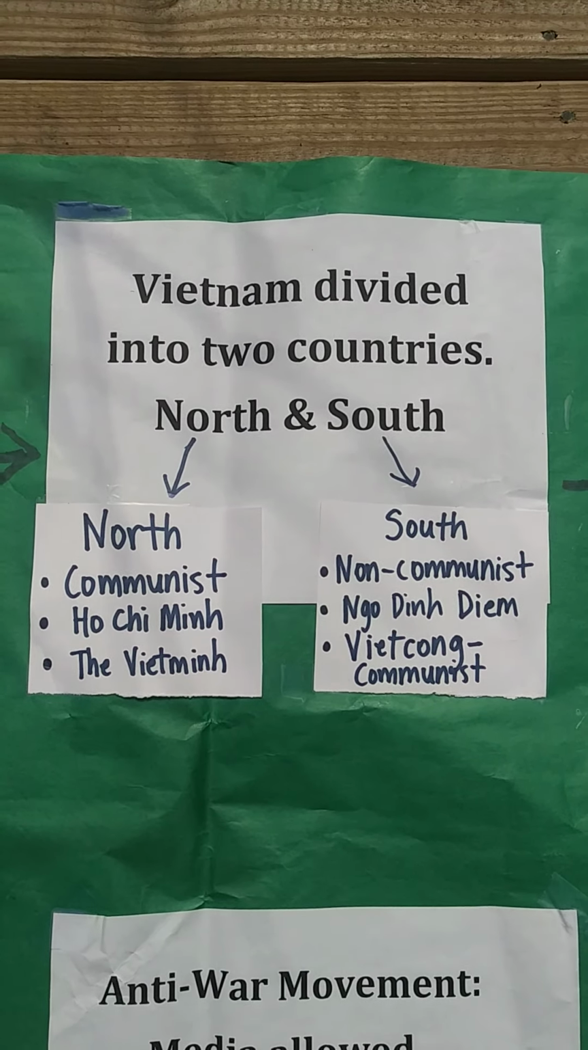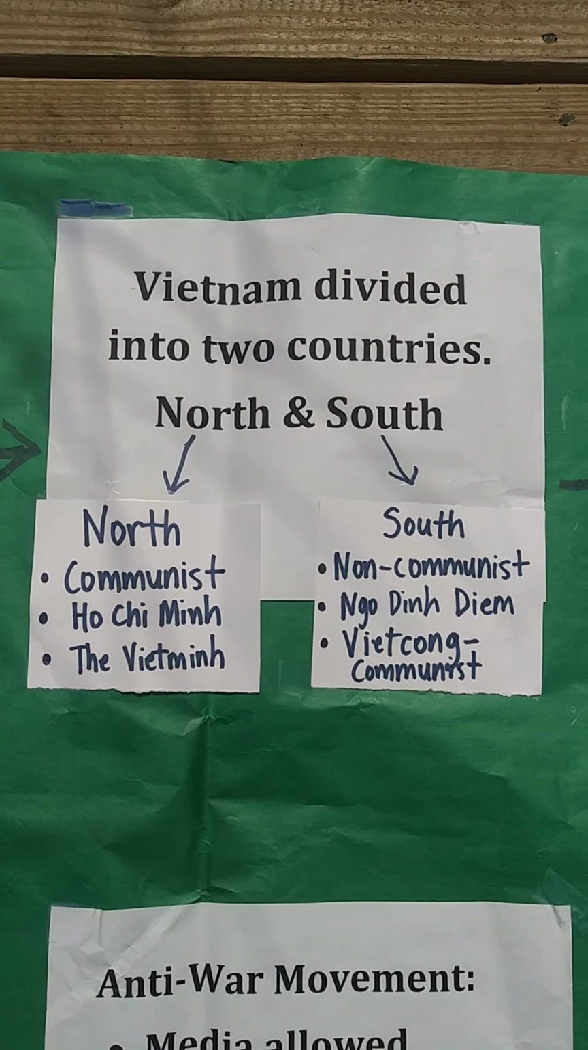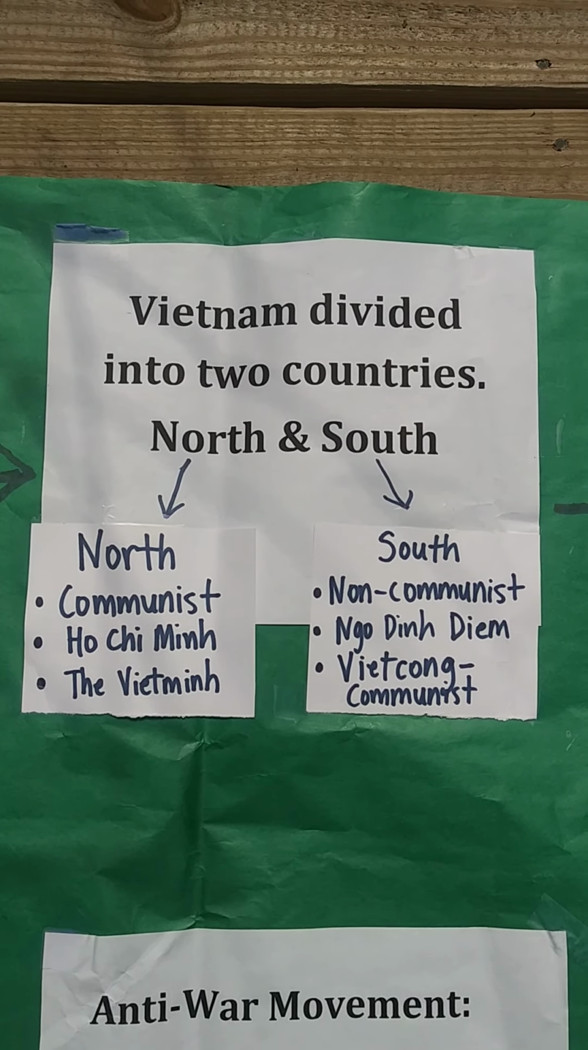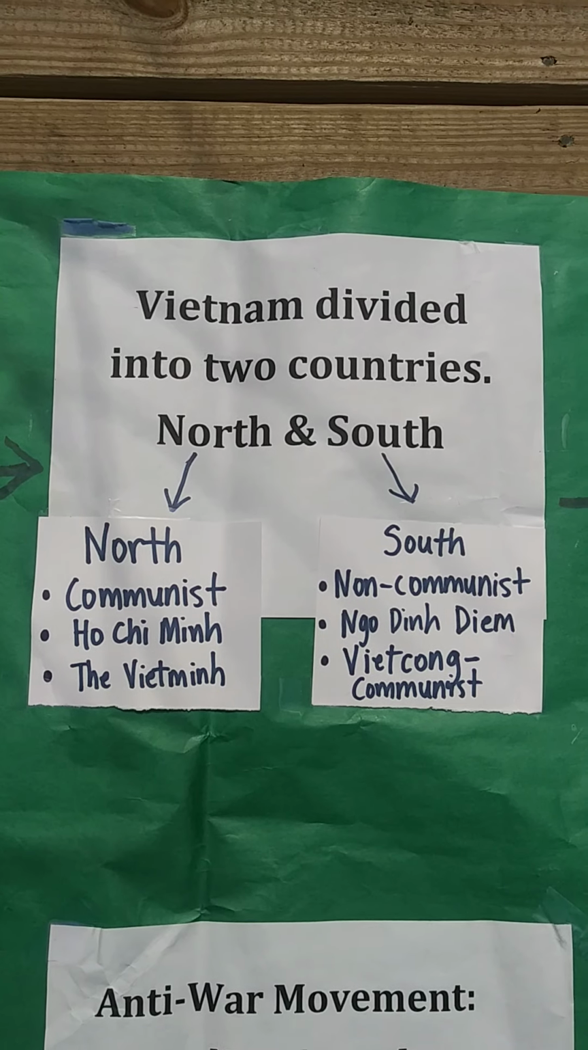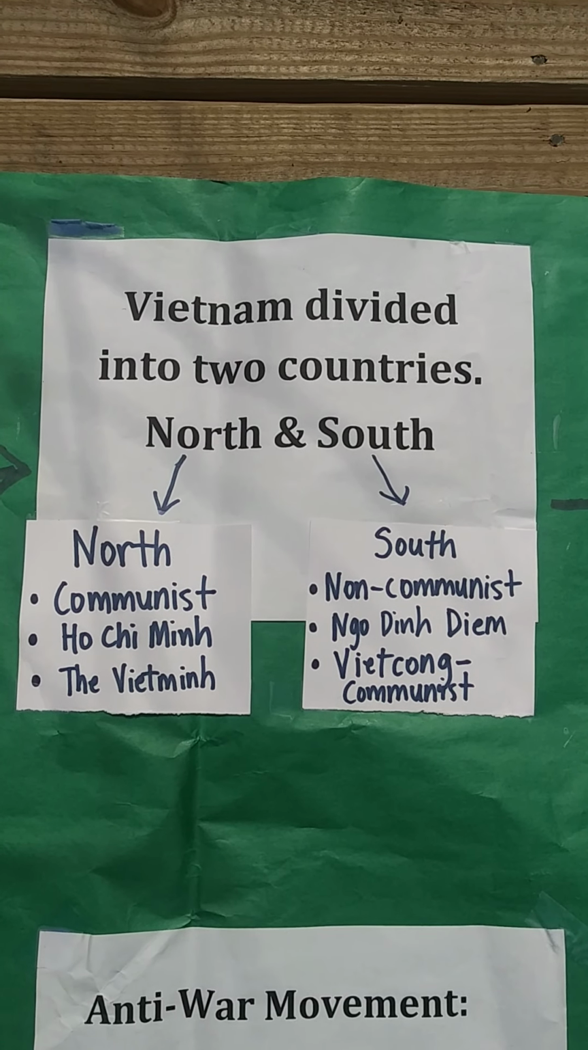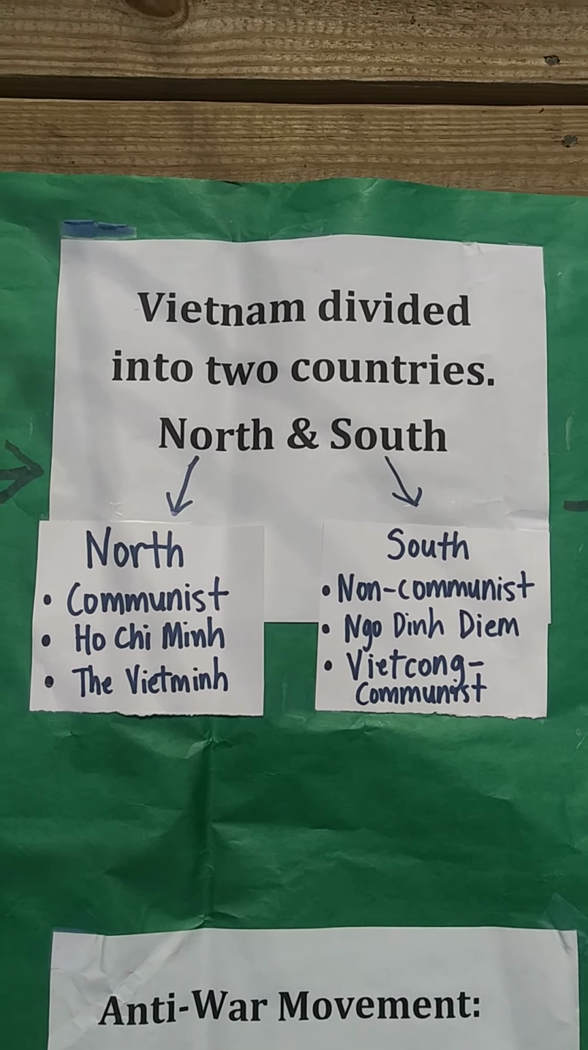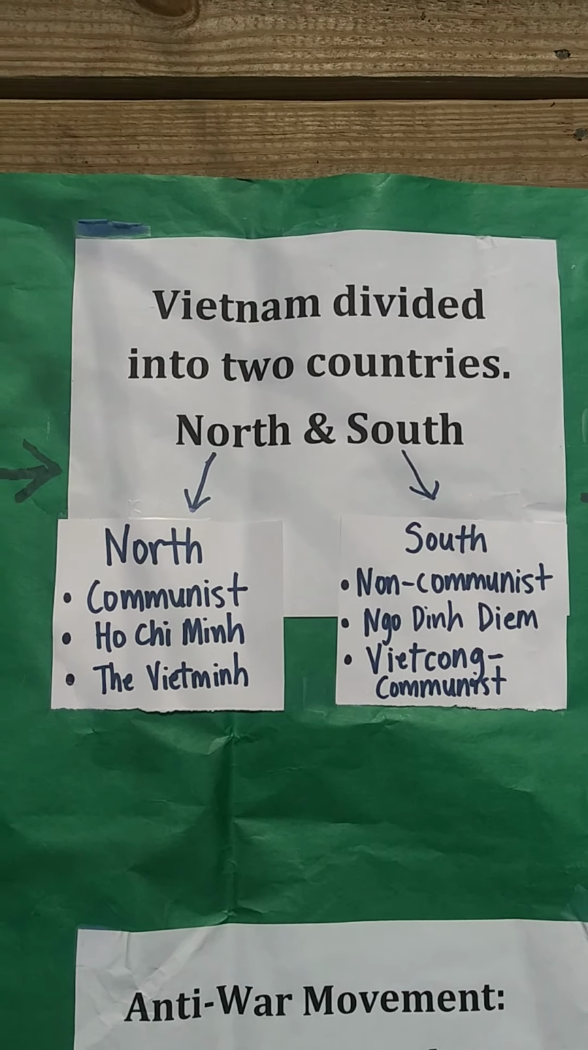The North, communist, Ho Chi Minh, the Viet Minh. South, the non-communist, Diem, and the Viet Cong, communist. Remember, the communist Viet Cong were the communists in the South. But Diem was a non-communist. The South was non-communist. That's the side we supported. You should have this on your vocab card.